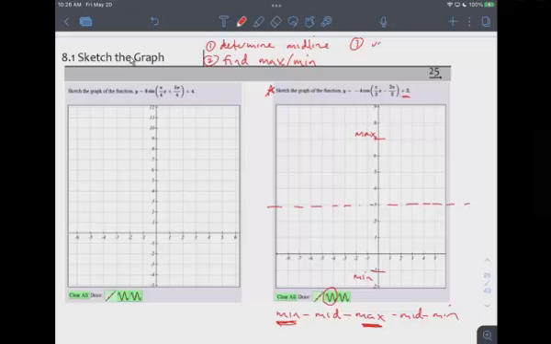And then finally, use the phase shift and the period to plot my points. Okay, so this is going to be kind of multi-step. The phase shift is going to allow you to find your first point.